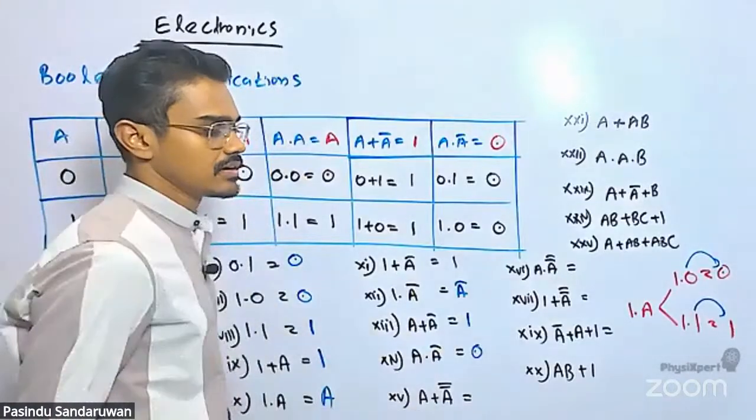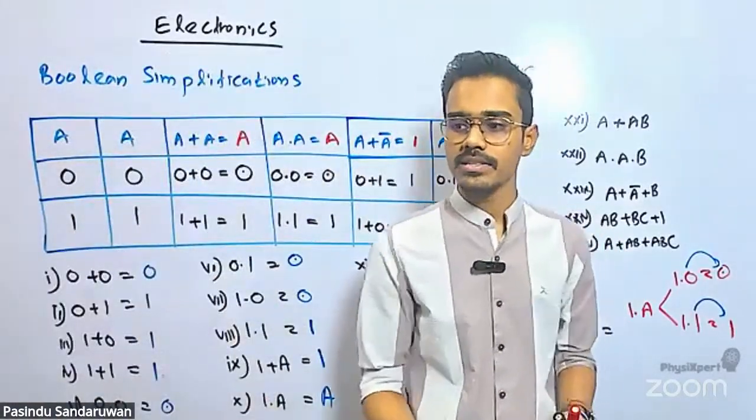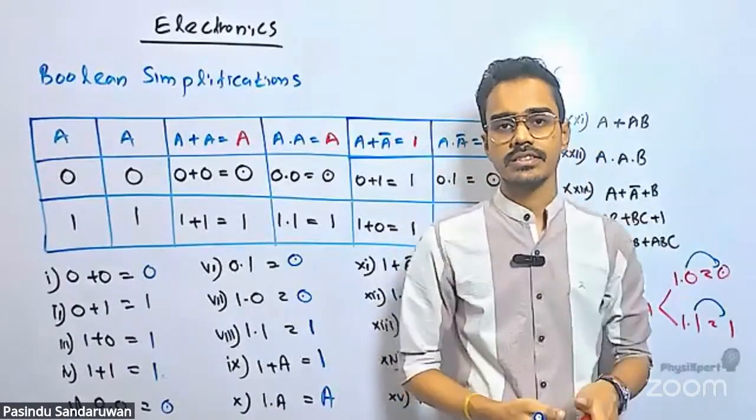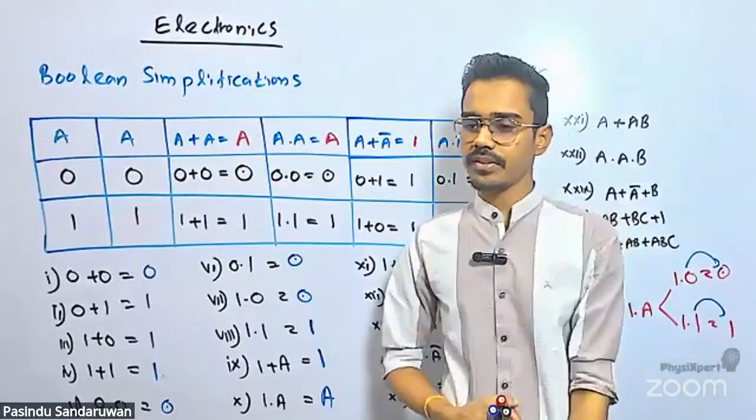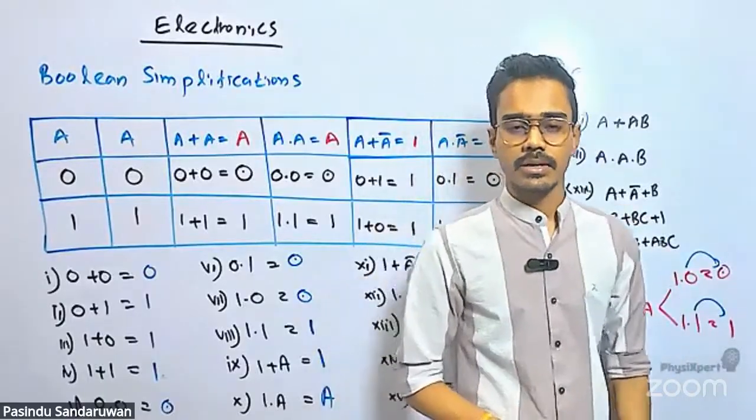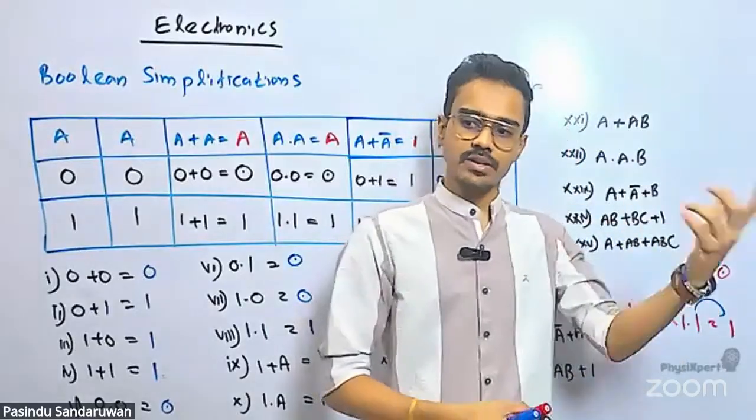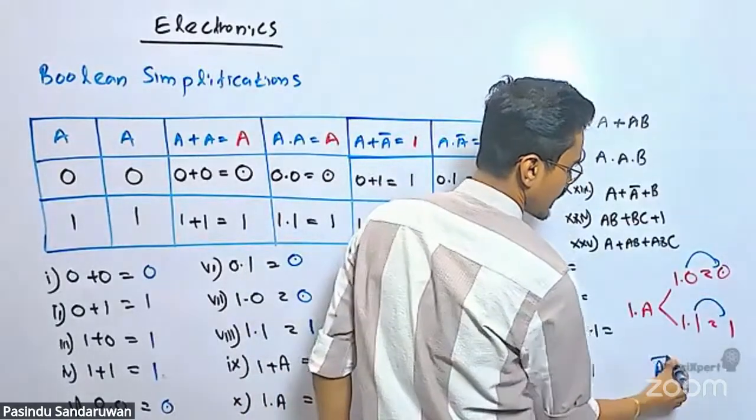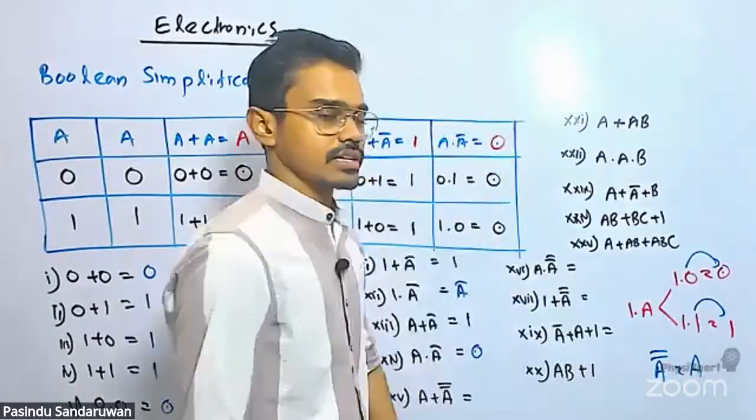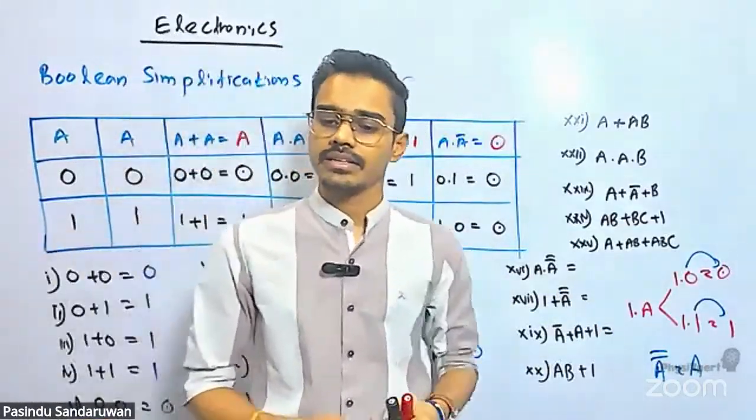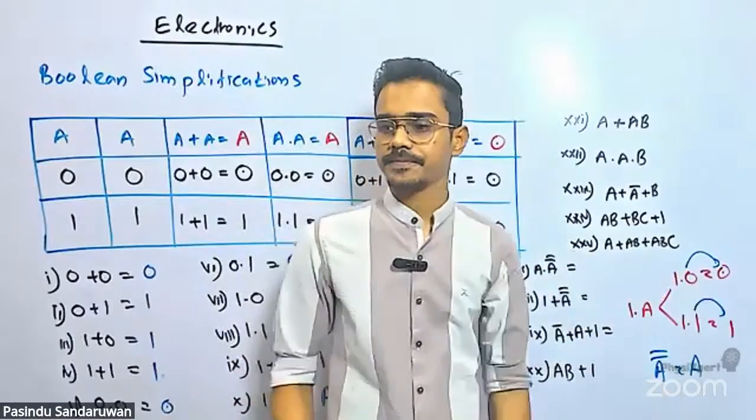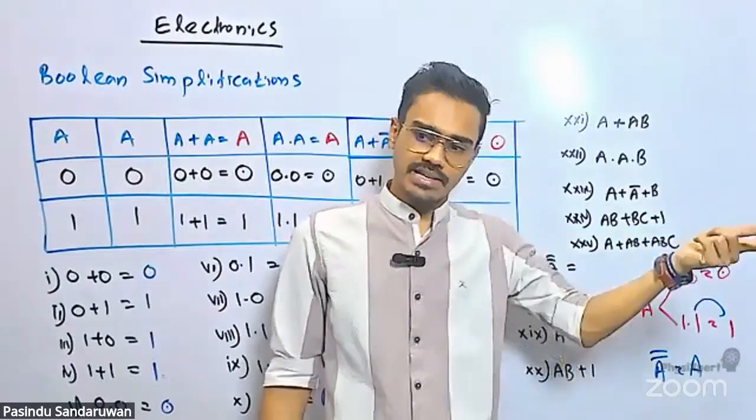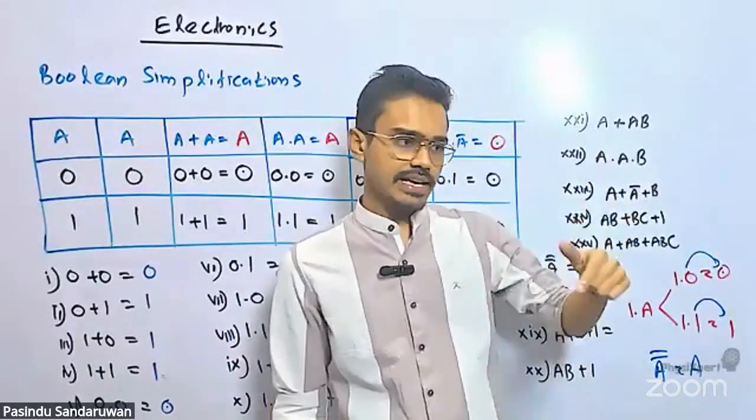A plus A double bar. What is A double bar actually? A double bar means the complement of A. Complement of 1 is 0, then the complement of 0 is 1 again. Then A double bar is always equivalent to A. If A is 0, A bar is 1, then its bar again is 0. Again the original A is coming.